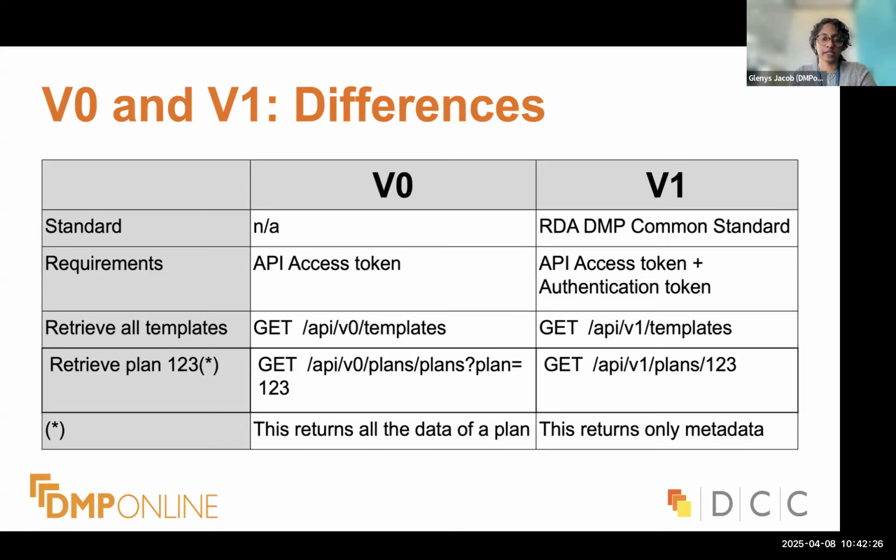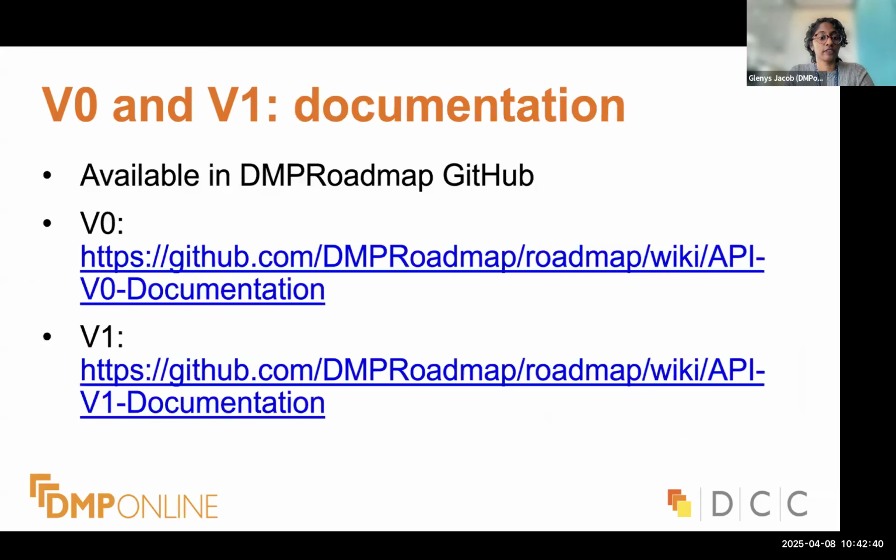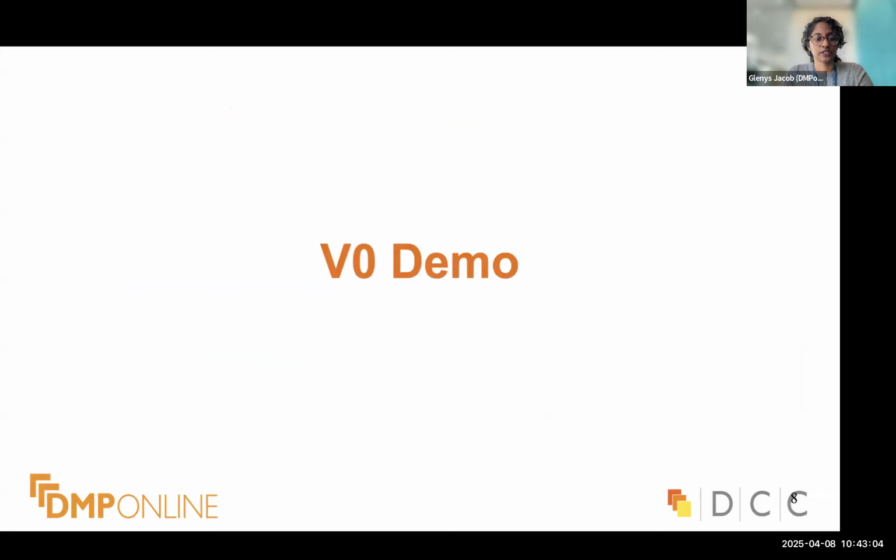Just a reminder that for version 0, the same endpoint for plan 123 will return all the data of the plan, whereas for version 1, it will return only the metadata. There is documentation available for both APIs on the DMP roadmap GitHub. DMP roadmap, if you are not familiar with this, we share the same source code. So the documentation available there is the same for version 0 and version 1, because we share the same code, especially for the APIs. So on to the demos.